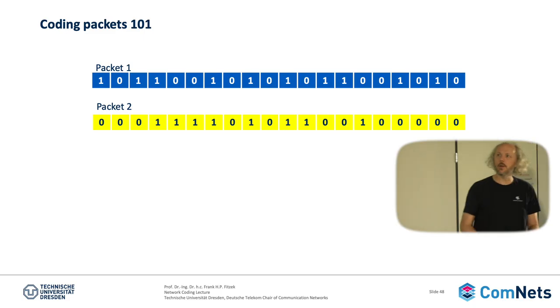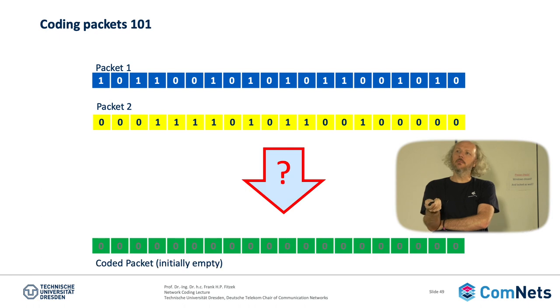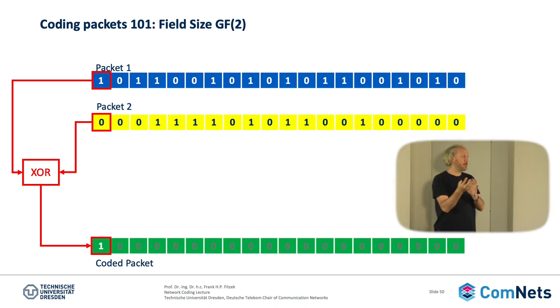And I try to come now from the butterfly to the random linear network codes. So try to understand that. You have two packets, packet one and packet two. And what you see here is a bit stream. And the question is, how does the coded packet look down here? The easiest way to do that is over a field size of two.